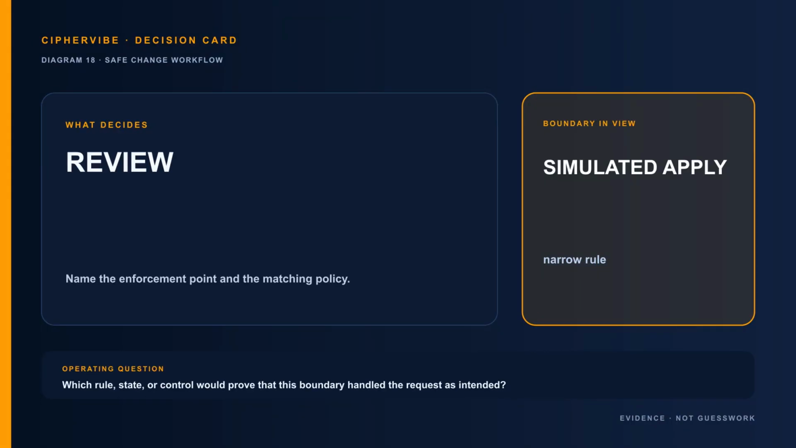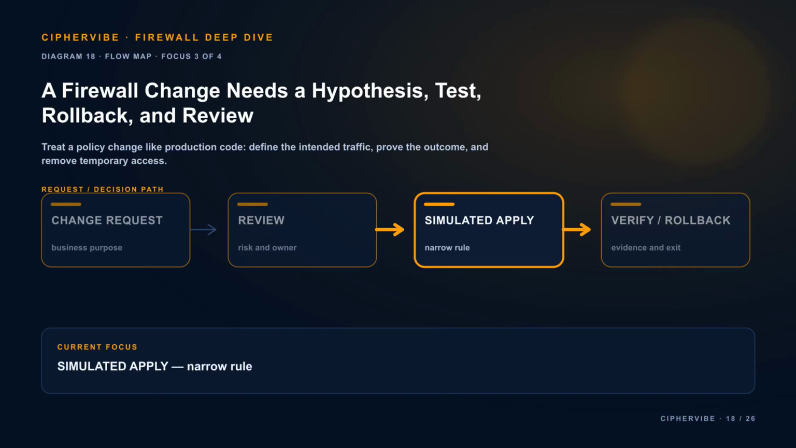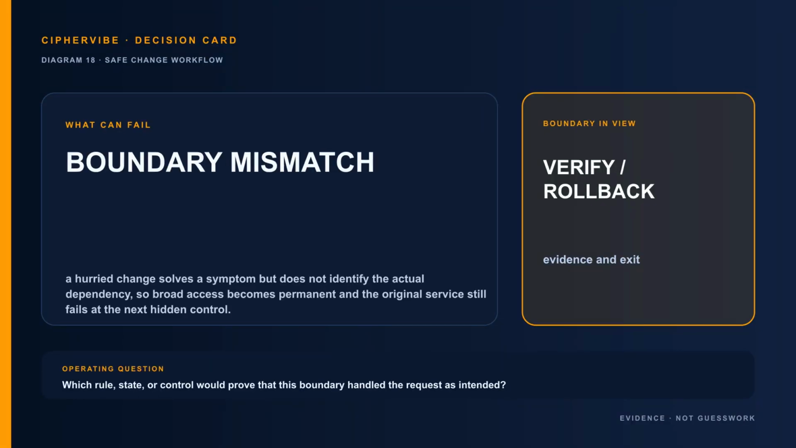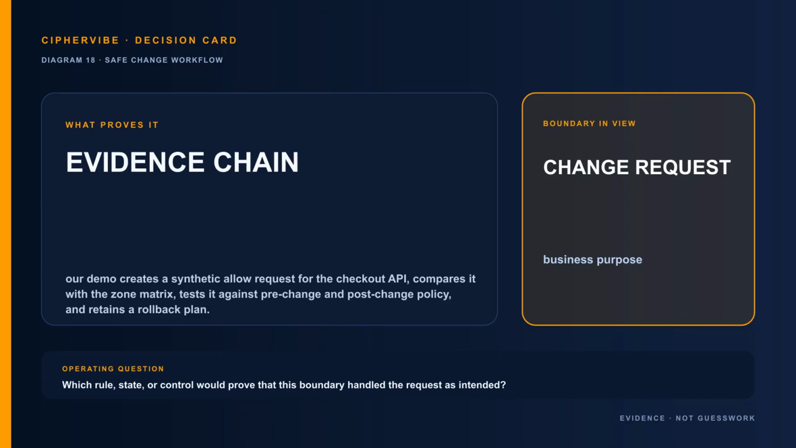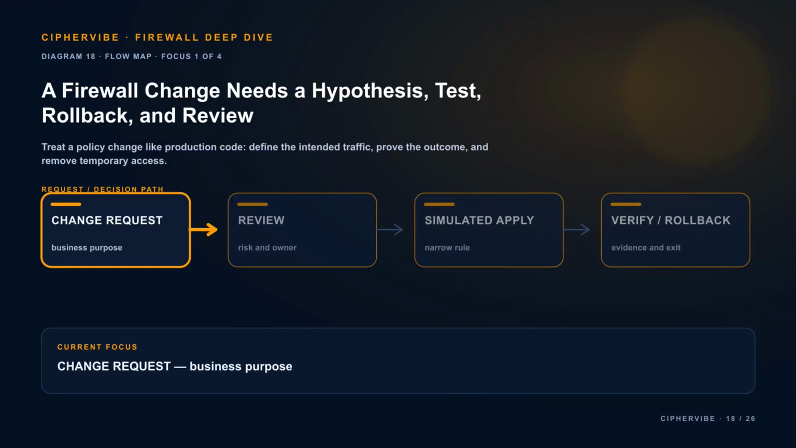Document the source and destination zones, ports or application attributes, direction, expected state behavior, logging, owner, start and end time, test plan, and rollback. Apply the narrowest viable change in a controlled window, observe both the intended success and the expected denies, then remove temporary access and record the result. Mechanically, the policy is versioned, peer-reviewed, tested against a fictional traffic model, deployed through an approved path, and verified from logs and application telemetry. The common failure is that a hurried change solves a symptom but does not identify the actual dependency, so broad access becomes permanent and the original service still fails at the next hidden control.